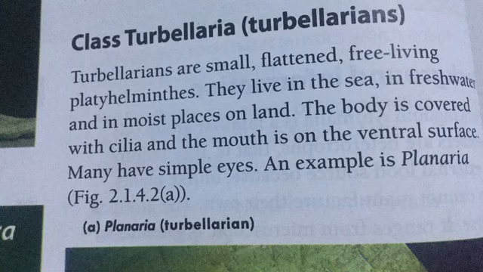Class Turbellaria. Turbellarians are small, flattened, free-living platyhelminthes. They live in the sea, in fresh water, and in moist places on land. The body is covered with cilia, and the mouth is on the ventral surface. Many have simple eyes. An example is the planaria.